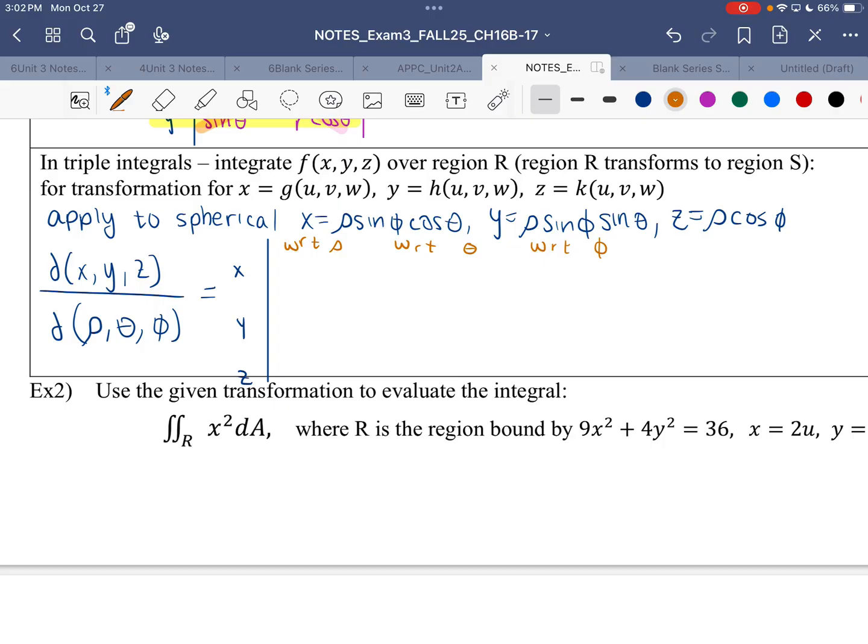Okay, so what's the derivative of x with respect to rho? Yeah, cosine theta. Yep. And then y would be sine. And z would be cosine.